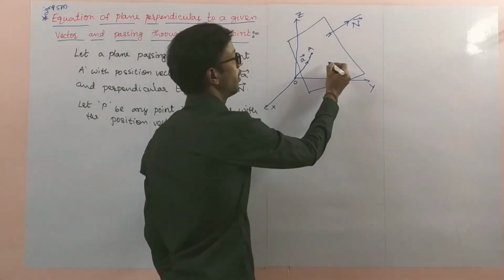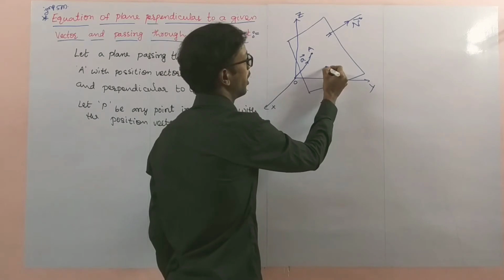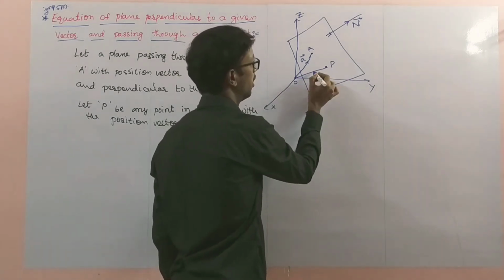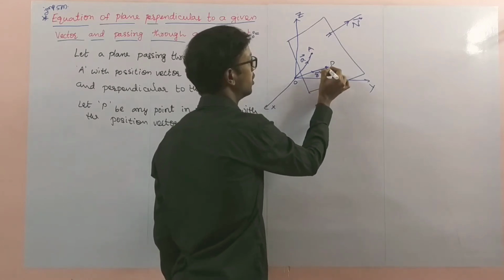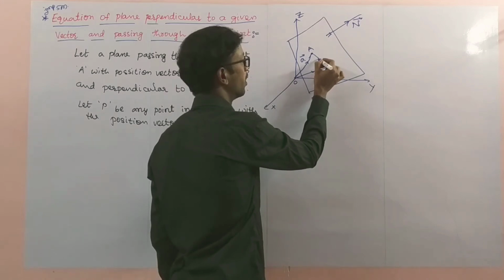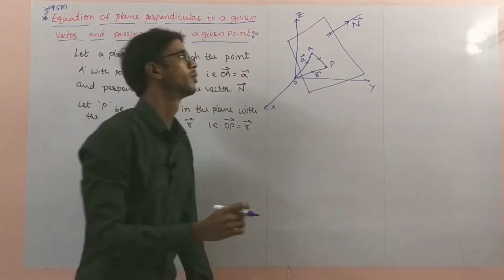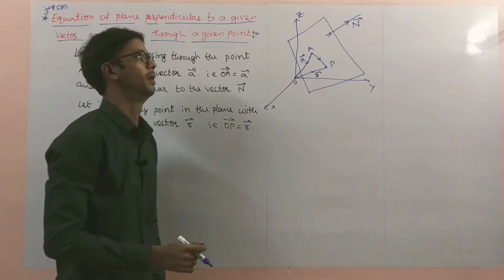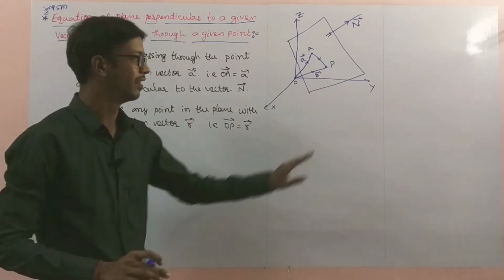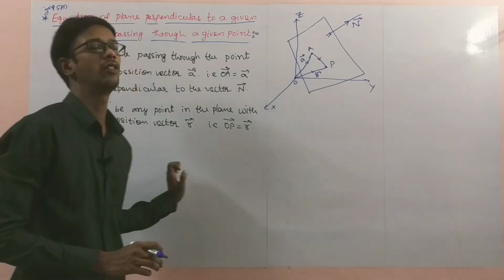Now another arbitrary point I am taking, P, with the position vector R bar. Join AP. So this is the diagram. The diagram is very important here. This total diagram we represent in words.